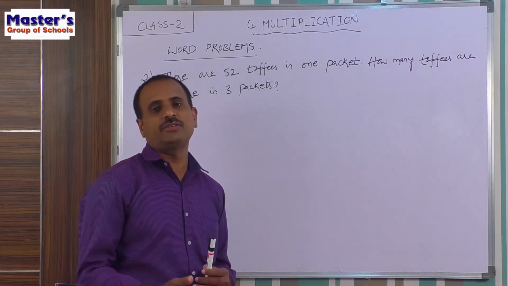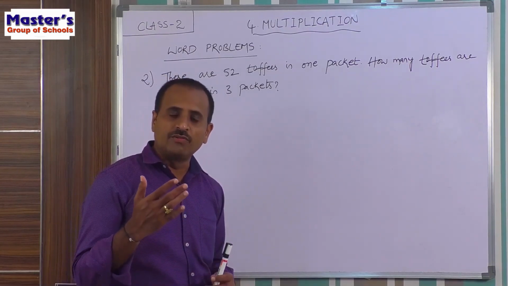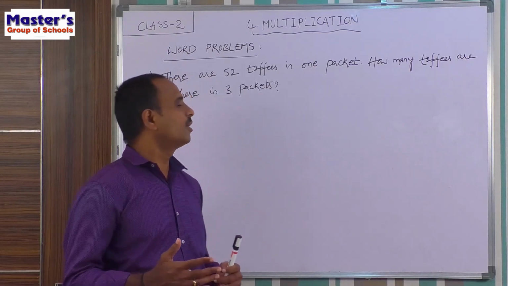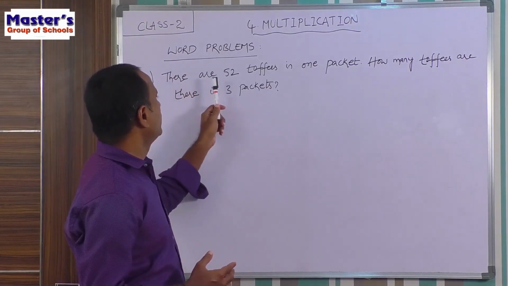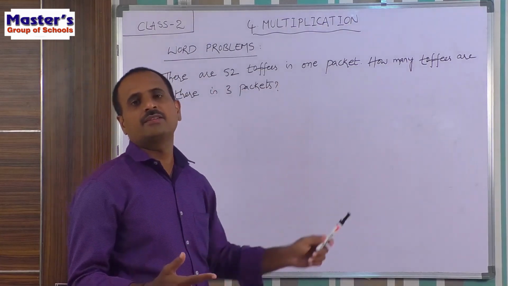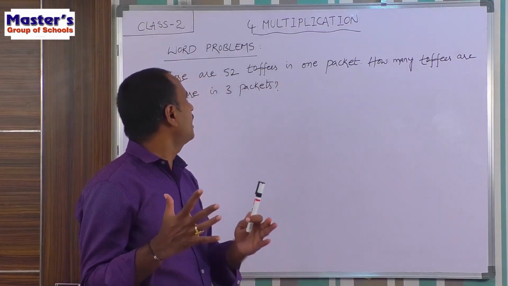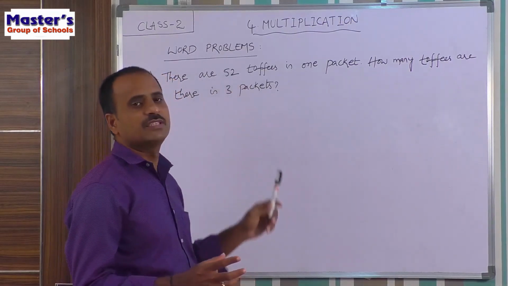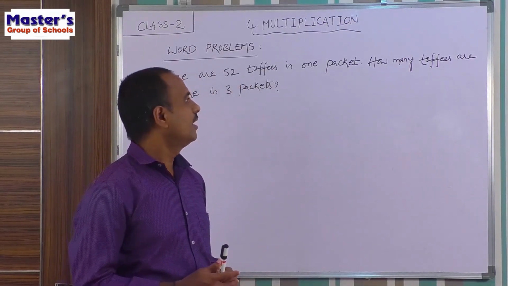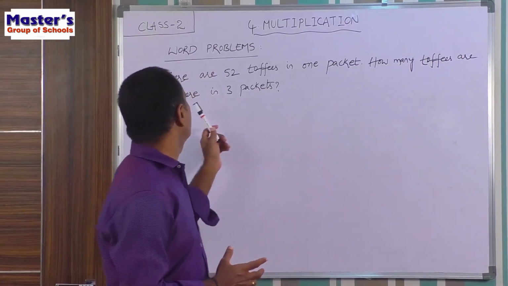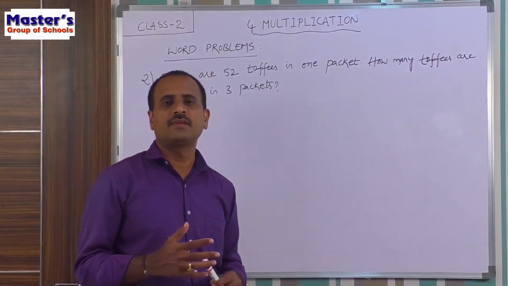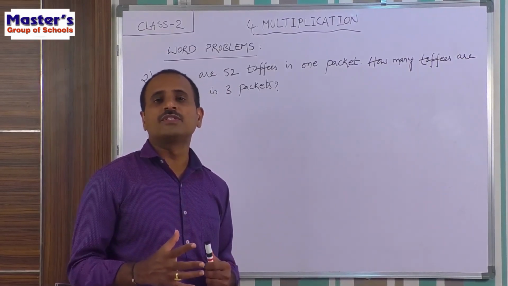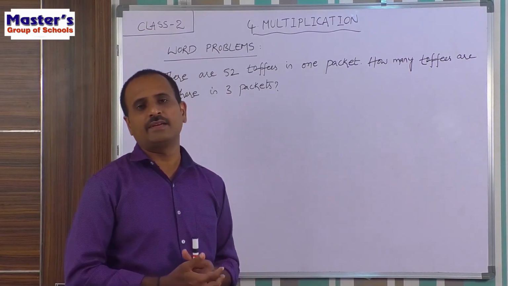Until you understand the problem, you cannot solve the word problem. So read the problem again. There are 52 toffees in one packet. Children, how many toffees are there in each packet? There are 52 toffees in each packet. And next, how many toffees are there in 3 packets? If there are 3 packets, how many toffees are there in total?